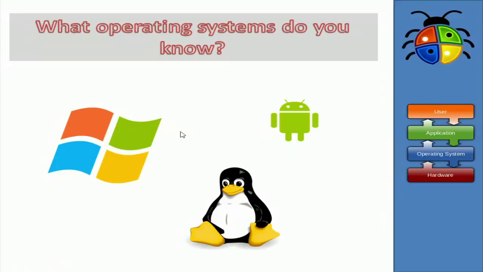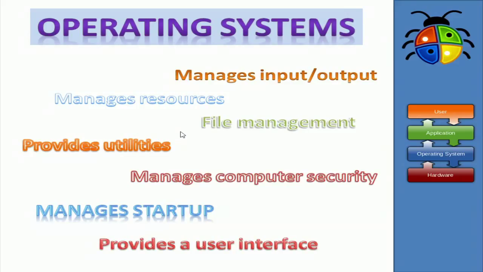So, but what is an operating system? What does it do? Well, here's a list of some of the things that an operating system is responsible for. If you have a quick look down there, you'll see a particular word comes up again and again. Manages. So an operating system is a piece of software which manages your computer system.